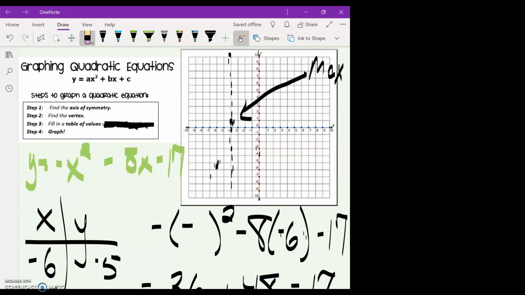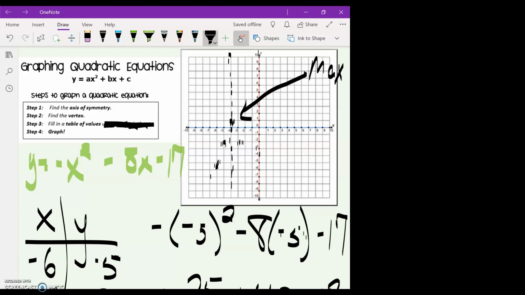And take this negative 5. I'm just going to erase here the pieces that are important. Negative 5 squared is 25. So this is negative 25 plus 40 minus 17. That's 15 minus 17, and that's negative 2. Negative 5, negative 2. So again, here's how I get the rest of my points. Negative 5, negative 2 is 1 to the left of the axis of symmetry.